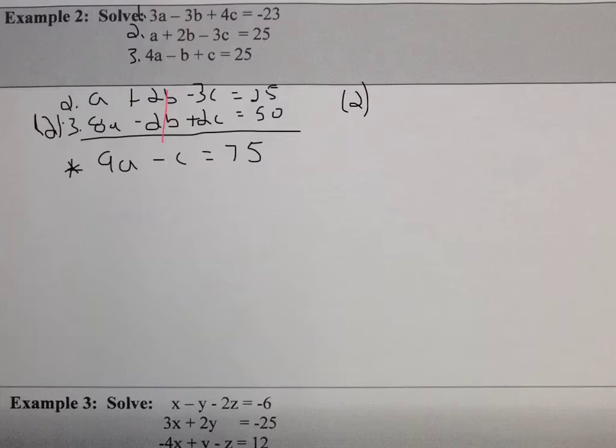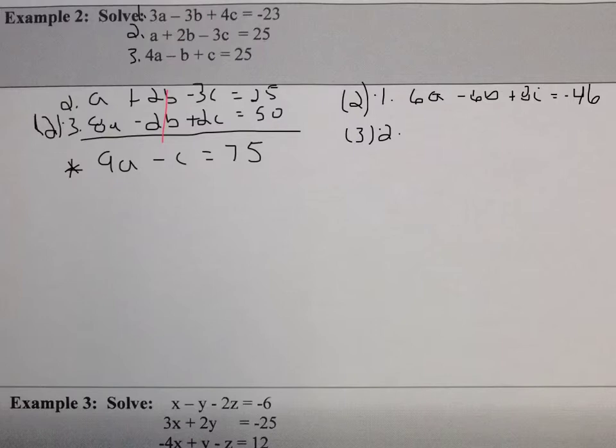times equation 1. And I'm going to do 3 times equation 2. We'll put a little dot there, but you don't have to. So 2 times equation 1 would make 6a minus 6b plus 8c equals negative, what do we got? Negative 46. Sorry, lost train of thought there.